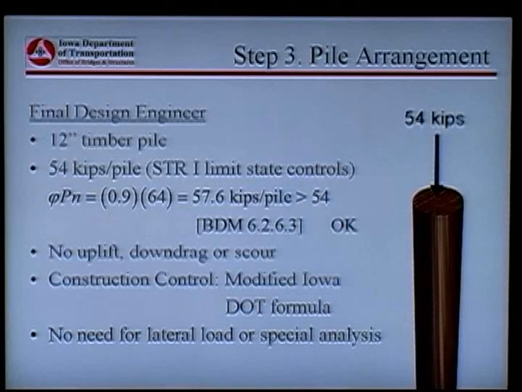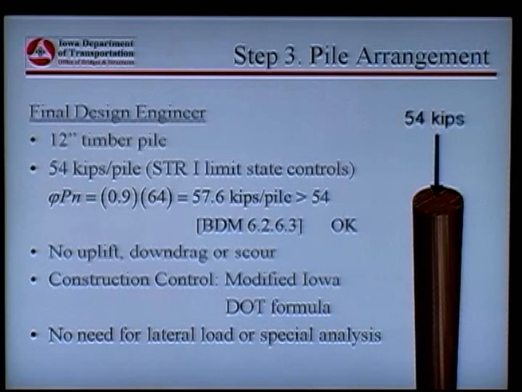Step 3 is to determine the number of piles and the arrangement of the piles in a pile cap. So the structural design engineer comes up with this recommendation: 12 timber piles. Each timber pile will be subject to a factored load of 54 kips per pile based on strength limit state number 1 as specified in the AASHTO specification. That strength load combination number 1 is basically the dead load plus live load, right? Axial dead load and live load.